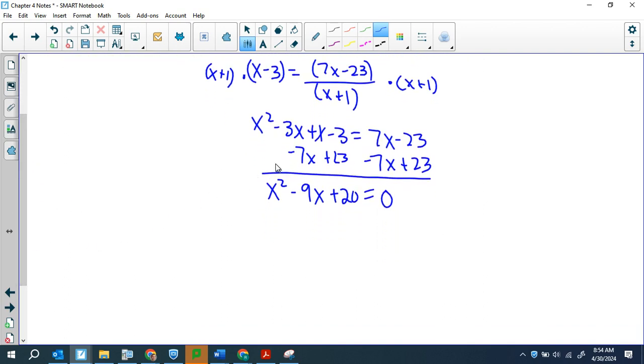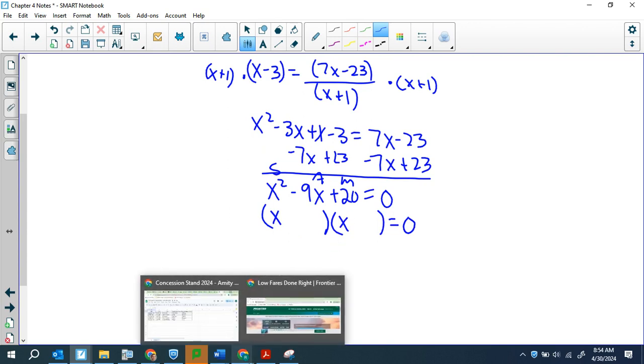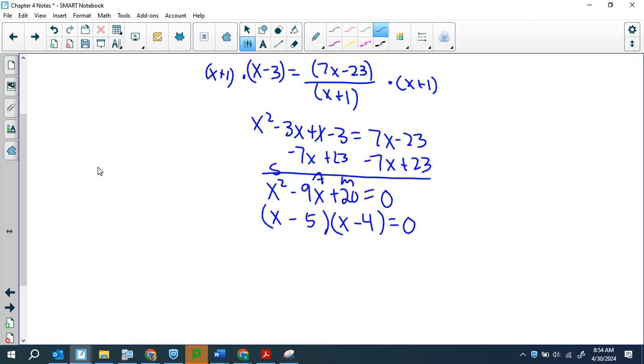So as I go to SAM factor this now, I'd be saying what multiplies to 20 and adds to negative 9. 5 and 4 both have to be negative. And then when I set those equal to 0, I would get x equals 5 and x equals 4.